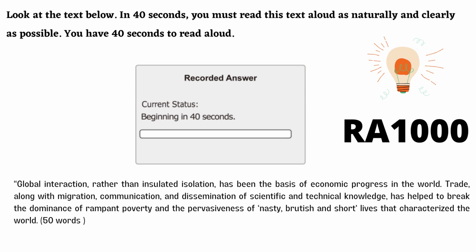Global interaction, rather than insulated isolation, has been the basis of economic progress in the world. Trade, along with migration, communication, and dissemination of scientific and technical knowledge, has helped to break the dominance of rampant poverty and the pervasiveness of nasty, brutish and short lives that characterized the world.